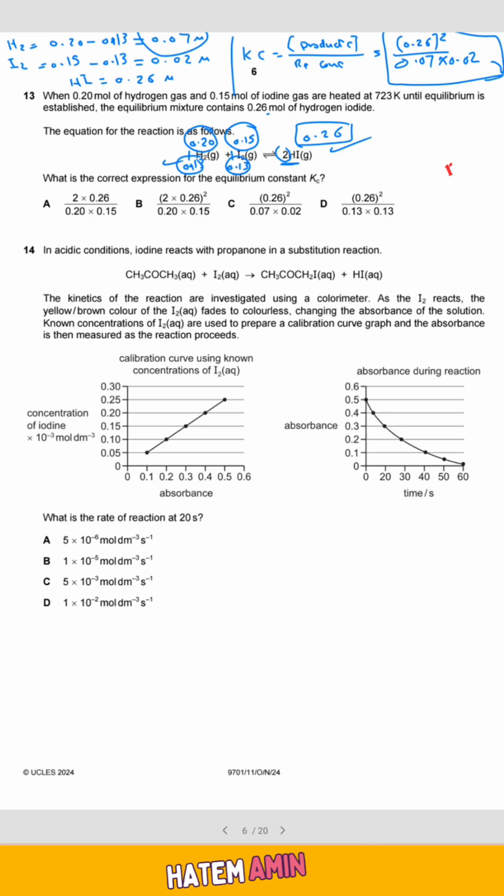So which one here is correct? The first one is not correct. The second one is not correct. Yes, the third one is the correct answer.